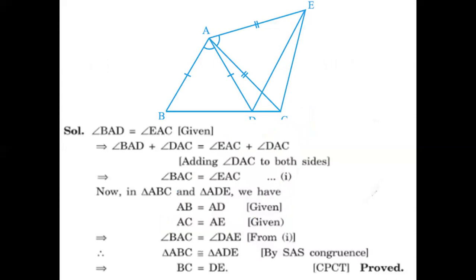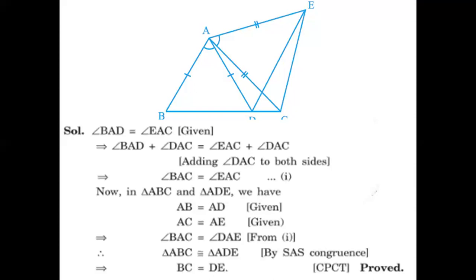Now, let's start with what has been given. We have been given that angle BAD is equal to angle EAC. What I'm going to do next is add angle DAC on both sides. So how shall I write? Angle BAD plus angle DAC will be equal to angle EAC plus angle DAC. Now, if you look into the figure, angle BAD plus angle DAC together becomes angle BAC. Likewise, on the right hand side, angle EAC plus angle DAC would now become angle EAD. I hope that's clear to all.